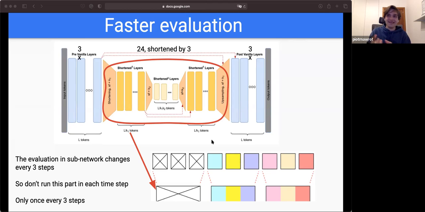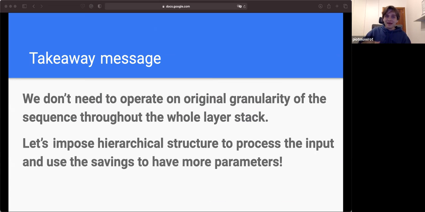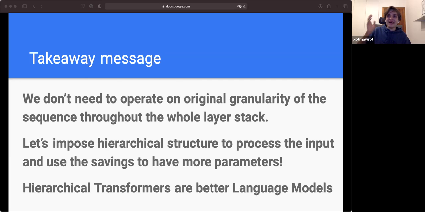But that's just a technical trick and possible benefit that you can take from Hourglass. Here I'll start my final slide and take my takeaway message. To conclude, we don't need to operate on the original granularity of the sequence throughout the whole layer stack of a transformer model. Secondly, I encourage you to impose hierarchical structure to process the input and use these savings to have more parameters, more layers in general. And finally, once again, hierarchical transformers are better language models, and I hope that I proved that a little bit.